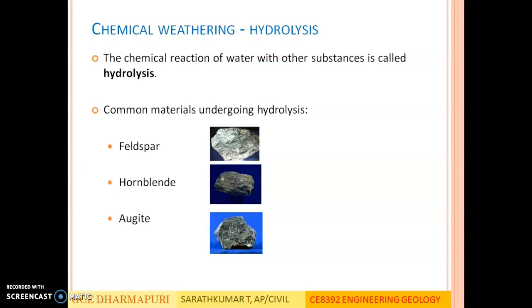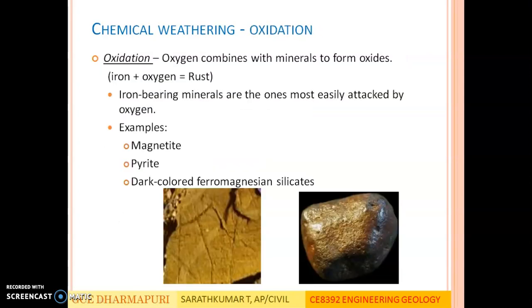The chemical reaction of water with other substances is called hydrolysis. Here are some of the minerals: feldspar, hornblende, agate. These are the minerals that are completely soluble in water. So rocks containing these minerals are easily disintegrated through the hydrolysis process.